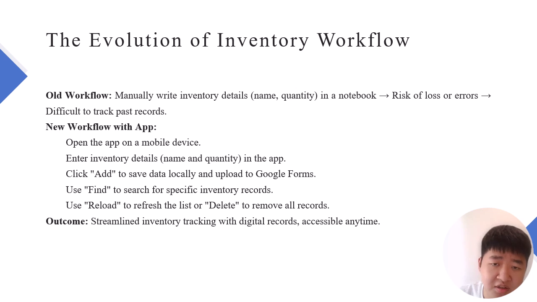Previously, supermarket staff would write down inventory details in a notebook, which was prone to errors and made it hard to track past records. With the app, the process is streamlined. Staff open the app on their mobile device, enter the item name and the quantity, and click Add to save the data locally and upload it to Google Forms.